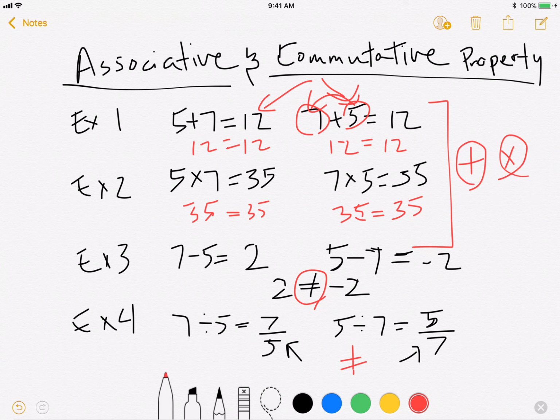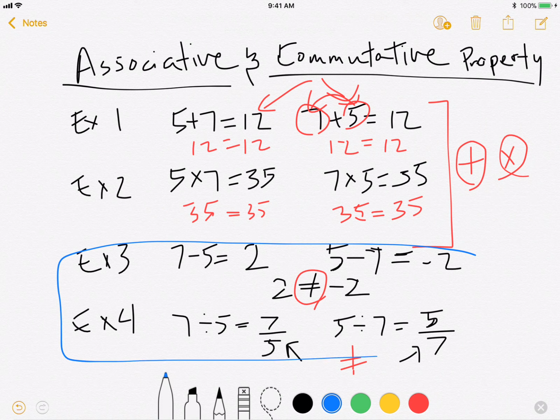Okay, you're going to be using that property today in several different equations, and so you want to make sure that you're not trying to use those properties for these two guys. These are a no-go. You will not be able to use the commutative property there.